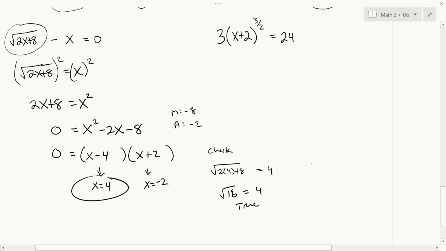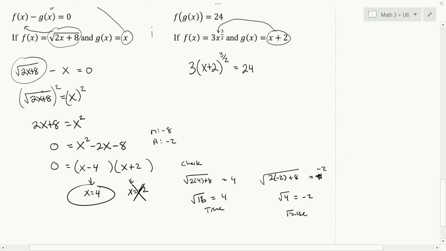When we try the other one, we end up with what? The square root of 4 equals negative 2, sorry. And we know that's false, right? So we throw out the negative 2. Okay, so x equals 4 is the answer to the first one.